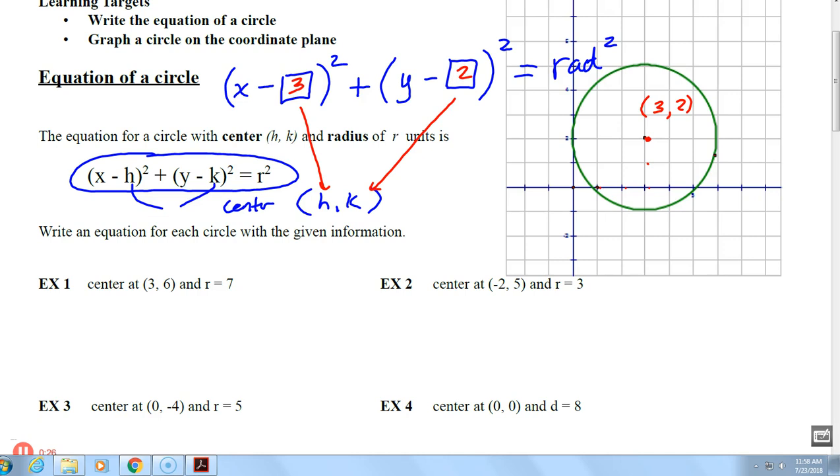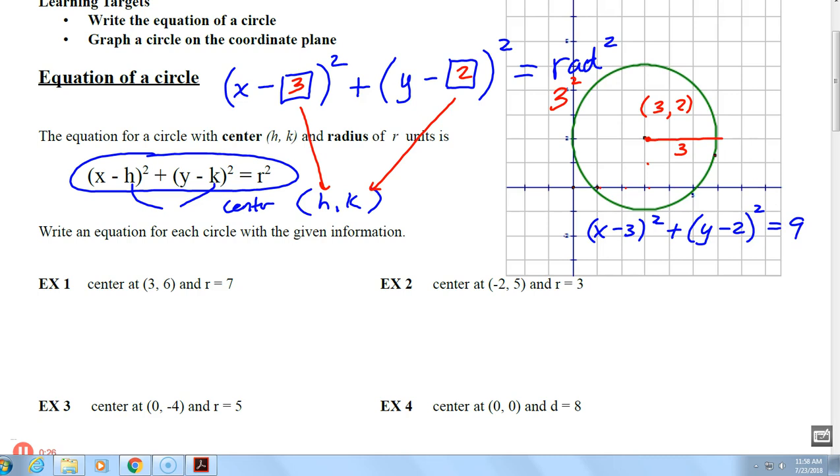And then the radius of the circle, it's probably easiest to either go horizontal or vertical and go 1, 2, looks like it's 3 units. So my radius squared would be 3 squared, or 9. So the final answer for this particular equation is x take away 3 squared plus, it's always plus, that never changes, y minus 2 squared equals 9. And now I have the equation of that circle.